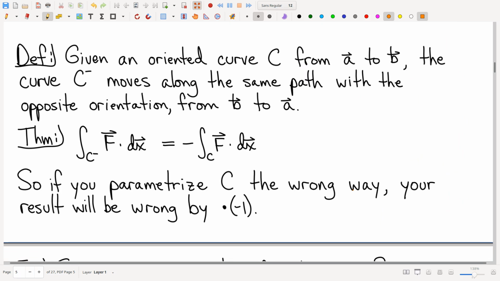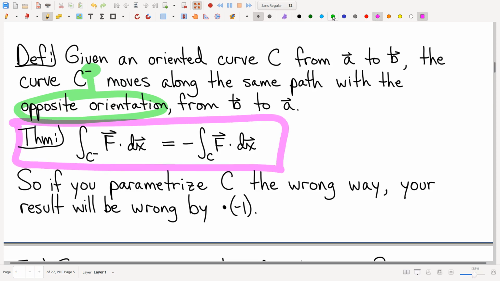So here's this stated as a theorem. Now, just as a notational point, this little superscript of a minus sign just means same curve, opposite orientation. A little bit of notational convenience. And with that in mind, what the theorem says is that when you go backwards, you will just get the negative of the otherwise answer.